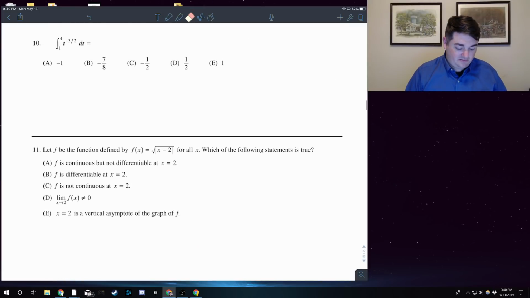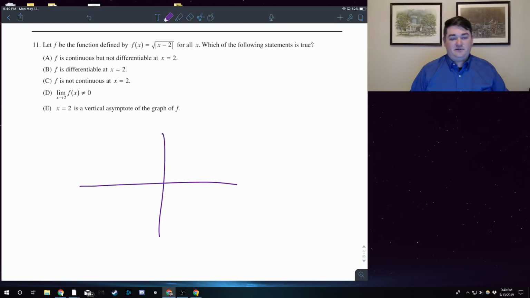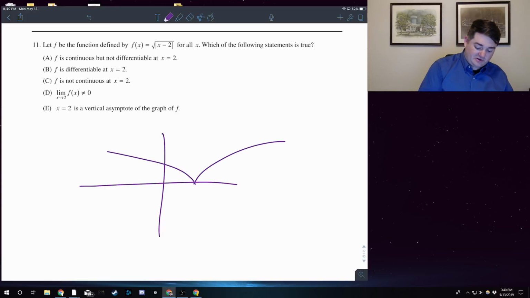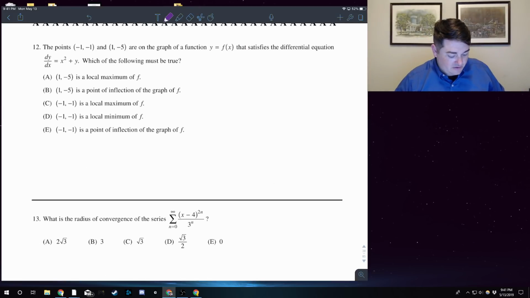Number 10, do you know how to take an antiderivative? I hope so. Number 11, classic trick question. Do you know what this graph looks like? Most people don't. It's the square root graph, but it's got absolute value, so it also goes like that. Not differentiable at that point because of the cusp. 12, sneaky second derivative test problem.